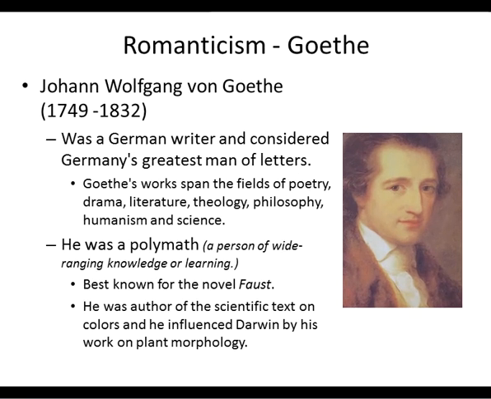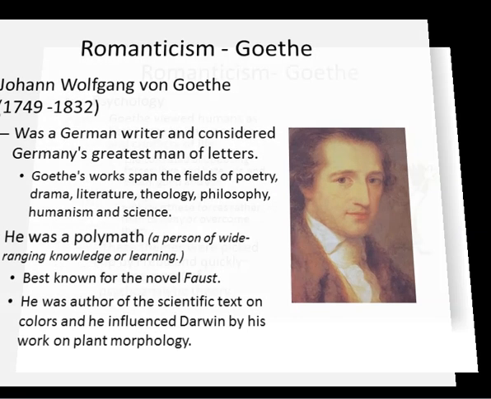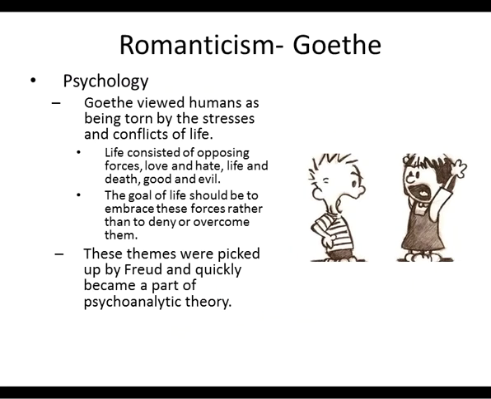Goethe, another individual during this Romanticism period. He was a German writer and considered one of the greatest Germans, man of letters. He did work in areas of poetry, drama, literature, theology, humanism, and science. He was considered a polymath, so he was wicked smart. He was the author of scientific texts on colors, and he influenced the works of Darwin. So the idea is that Goethe was one of these representatives of an ideal type of person during this Romanticism period. He also had influence on psychology, or what would later become psychology.